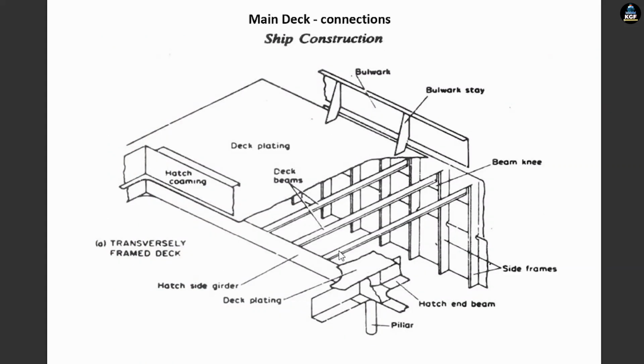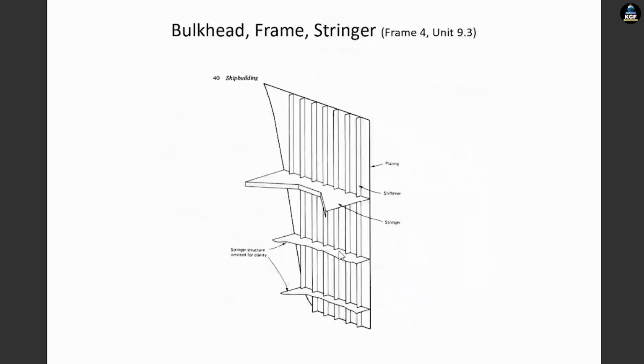So this is the main deck connections. You can see the bulwark stay, beam knee, side frames, hatch and beam, pillars, deck plating, hatch side girder, transversely framed deck. So this is a transversely framed deck, hatch combing, deck plating and deck beams.